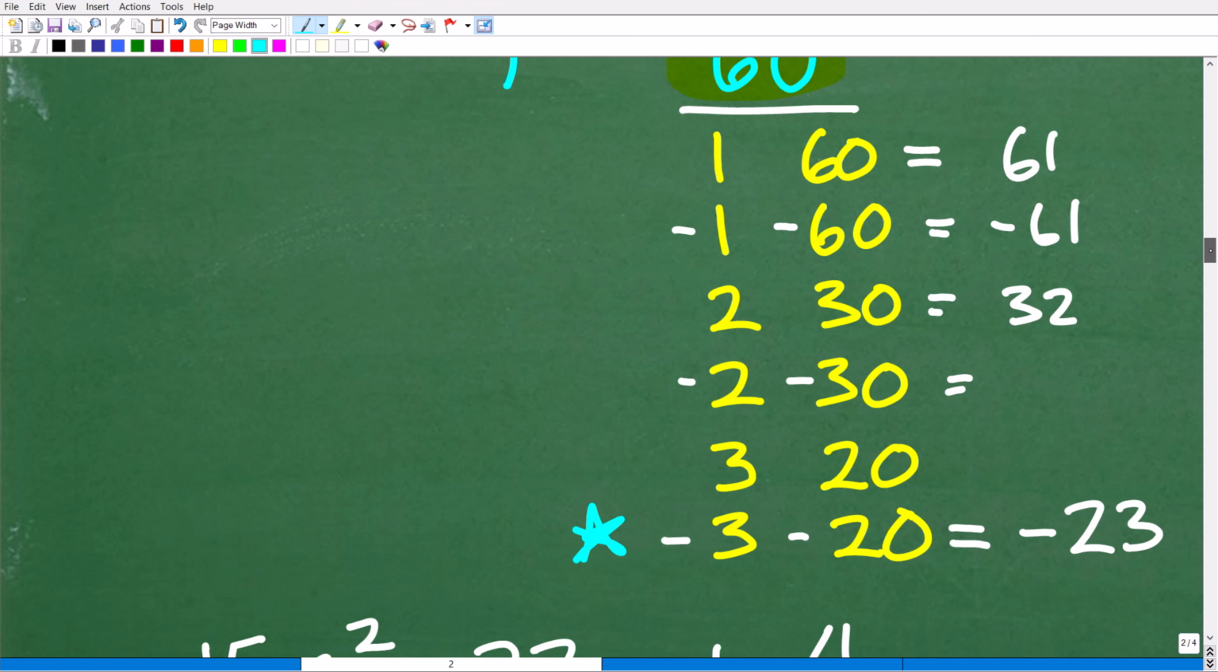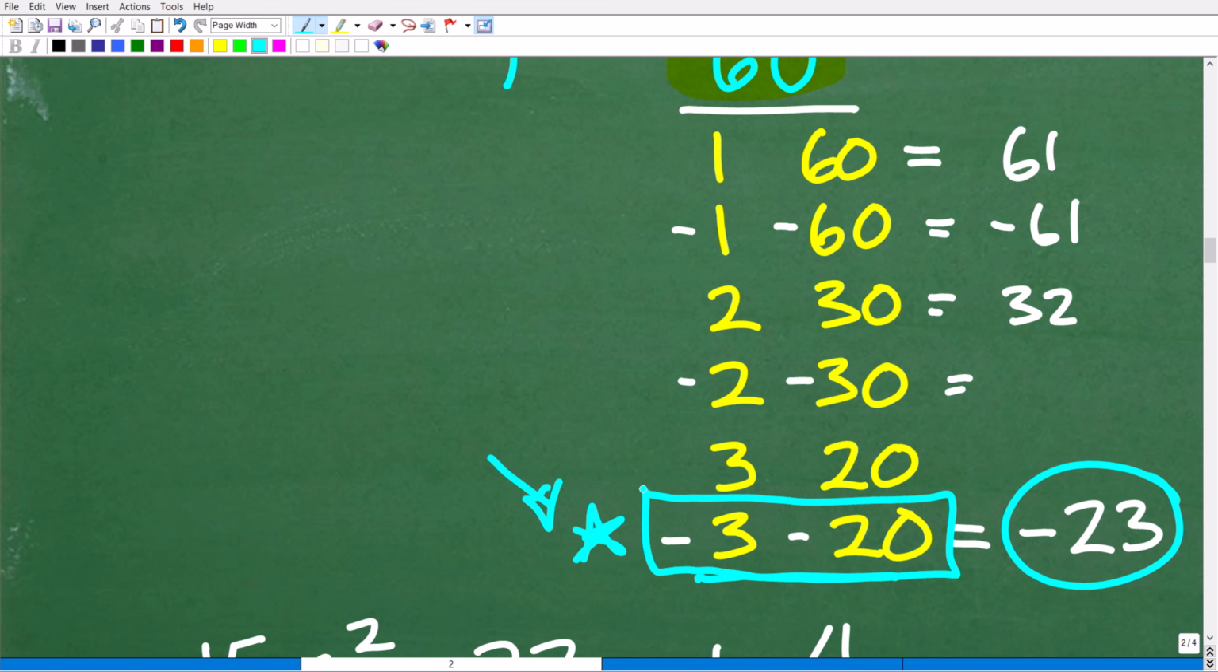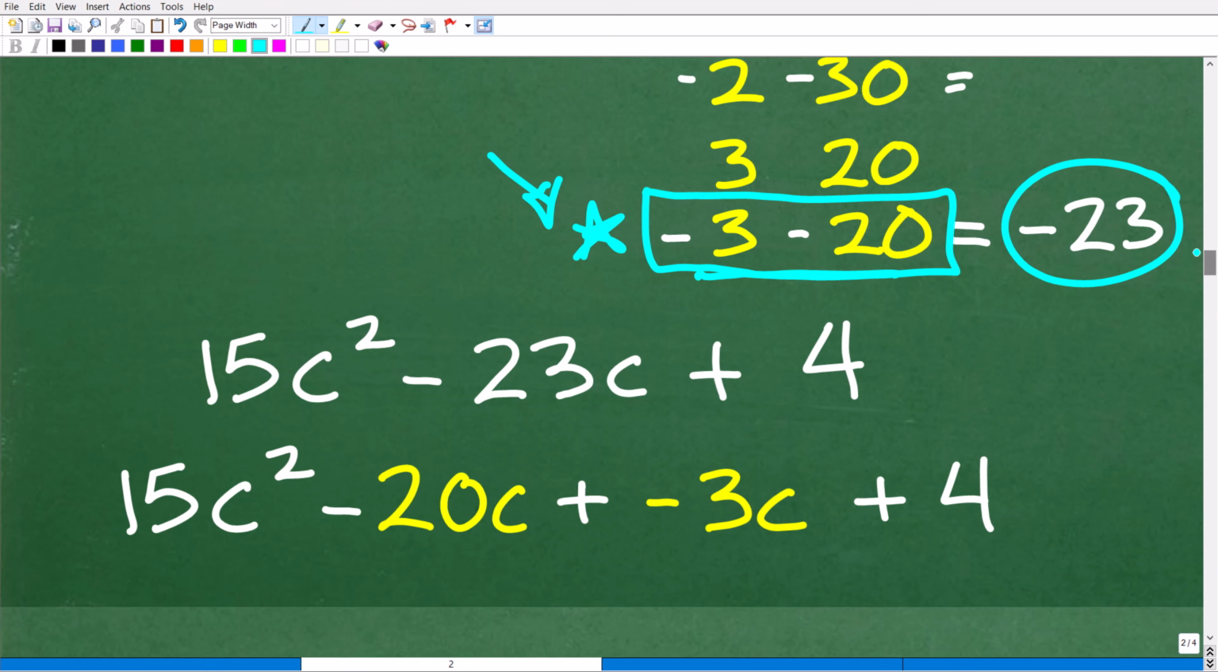So I'm going through my list. I'm like, oh, negative 3 and negative 20. That's a negative 23. Awesome. So what does that tell me? It tells me I want to use these two numbers to help me factor this. Now, I'm explaining this, and this is a bigger problem, and you might be saying this is a lot of work, but listen, you don't have to guess. You just run this little procedure and you'll get the answer every single time.